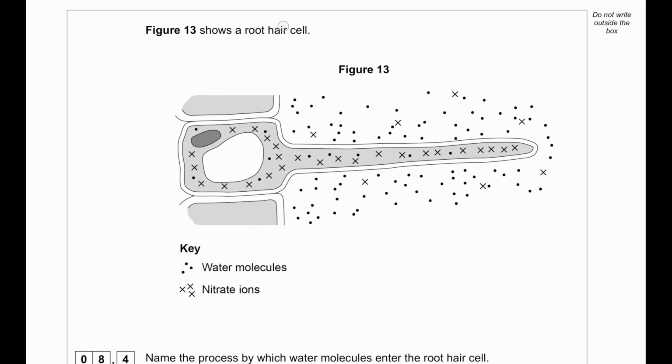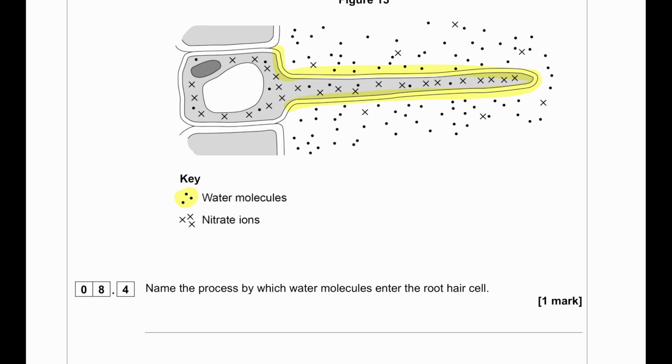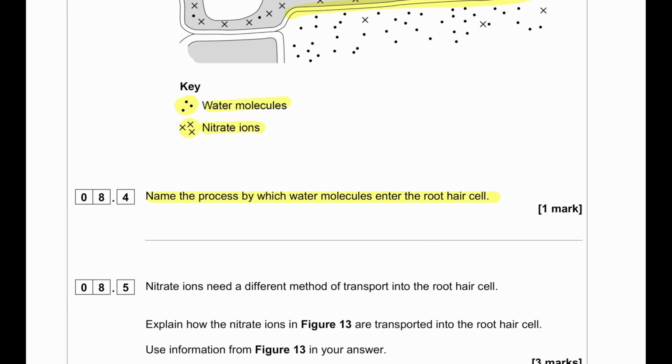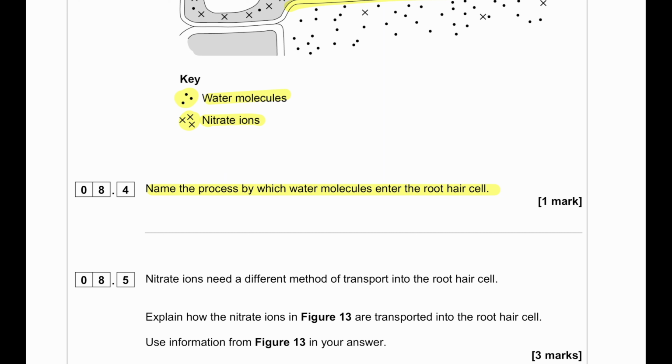Figure 13 shows a root hair cell, and we can see the root hair cell contains a very large protrusion which increases its surface area. Water molecules are denoted by dots and nitrate ions are with crosses. Name the process by which water molecules enter the root hair cell. Movement of water across a partially permeable membrane is called osmosis.